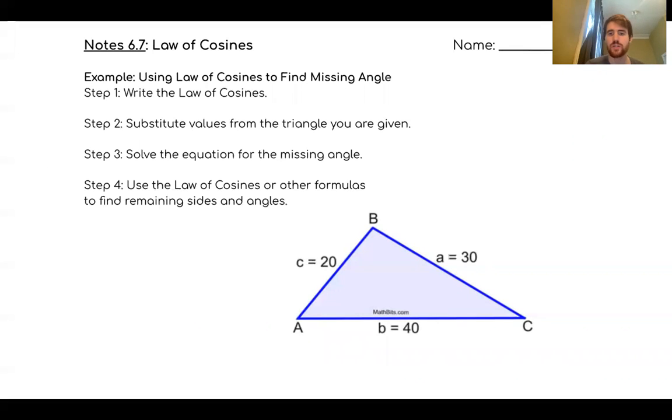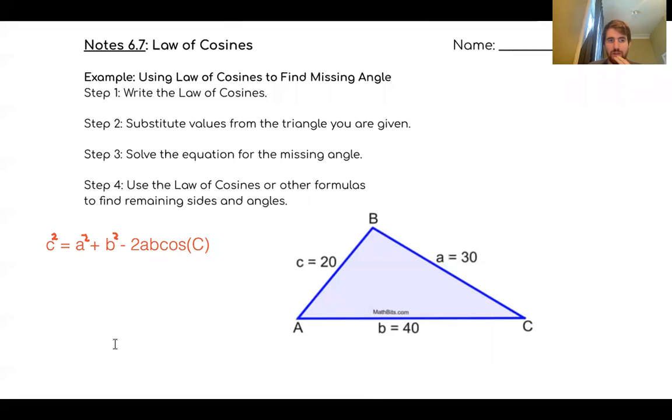So in this case, we're going to use it to find a missing angle. Substitute values, write the law of cosines, as we have done. So I've been recording a lot of videos today. I'm kind of losing my mind a little bit. Law of cosines is c squared equals a squared plus b squared minus 2ab cosine of C. Of course, I just typed it out that way, but I need to remember to not forget the squares.